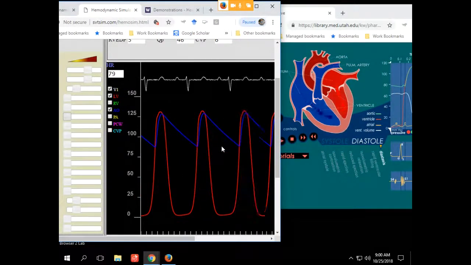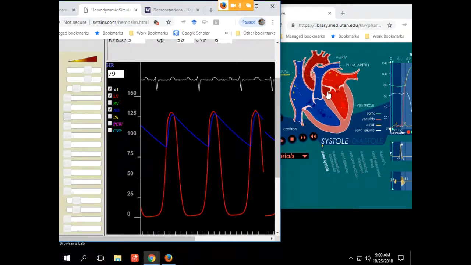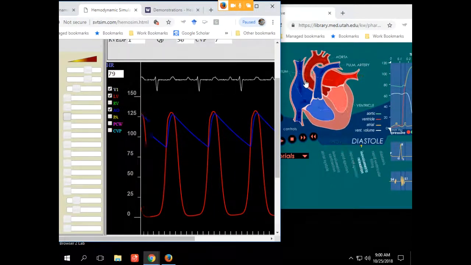Exactly. But then the dicrotic notch would totally be affected too, right? So you might not see it.